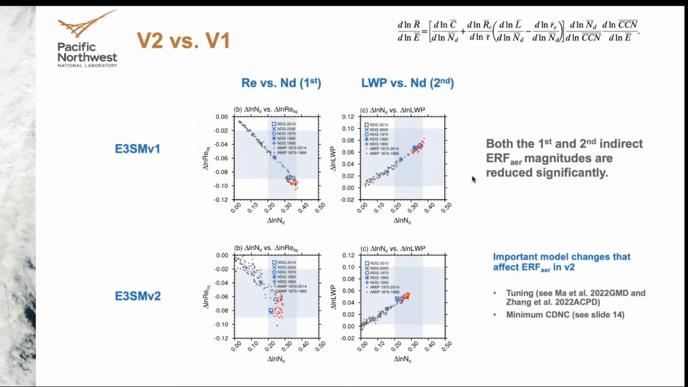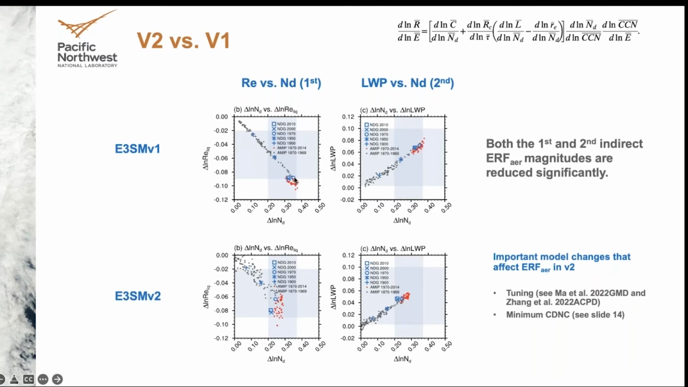Now I'm going to show you some causal relationship between droplet number concentration, effective radius and liquid water path. Basically, the first term here indicates the magnitude of the first indirect effect. So the RE indicates the effective radius of a cloud droplet. The second term, the liquid water path, is the response to the perturbation in cloud droplet number concentration. And the top row is the V1 simulation and the bottom row is the V2 simulation.